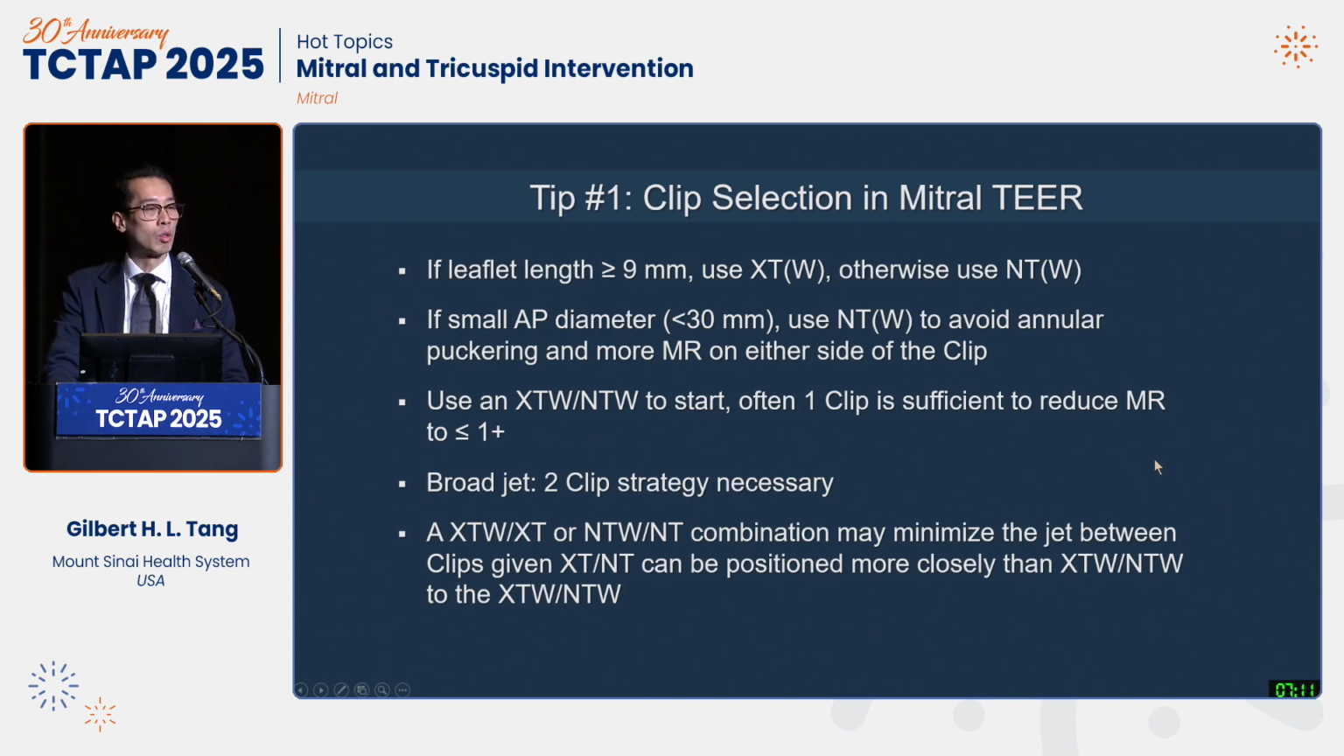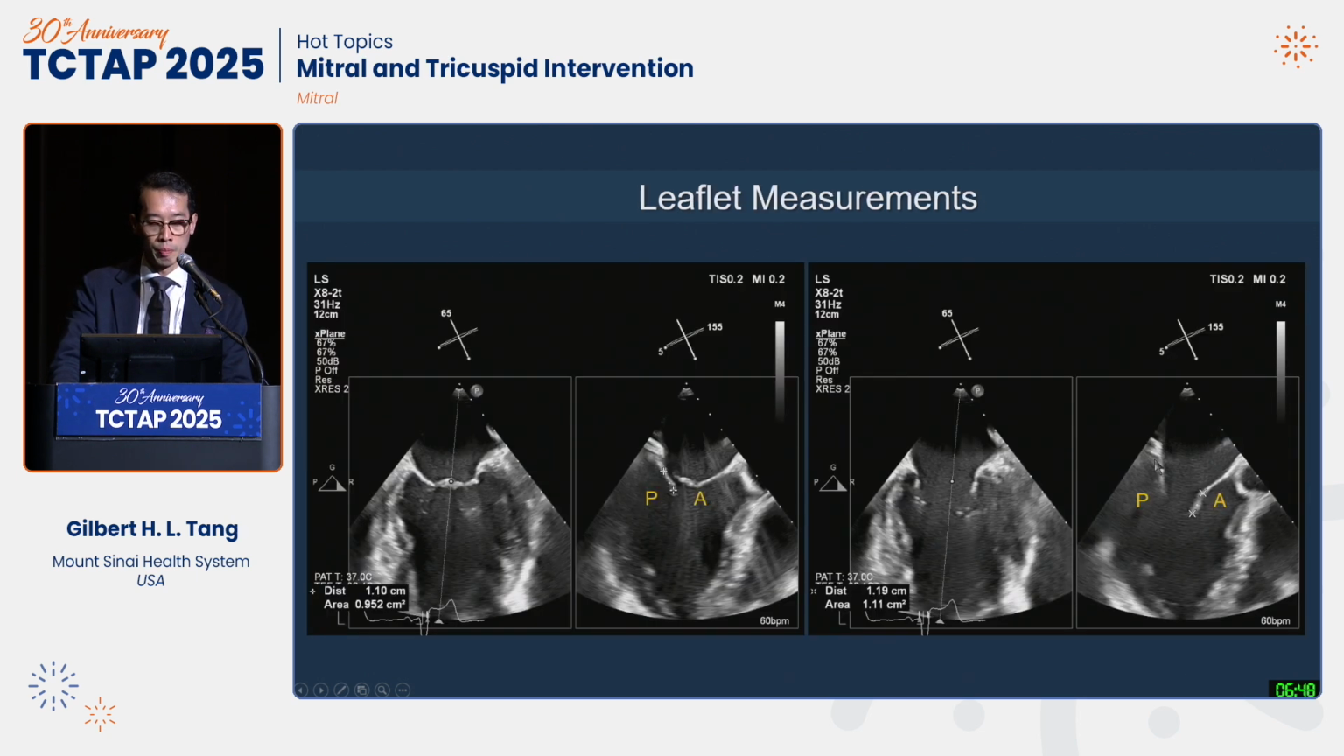We typically use the wider clip to start, and usually one clip, as you saw in the live case, is sufficient to reduce the MR to mild or better. However, sometimes with the broad jet, you need 2 clips when necessary. And when that's the case, we like to use a wide and narrow combination because it allows you to have a tighter fit between the 2 clips, and you don't run the risk of having a jet between the clips and also increasing the gradient.